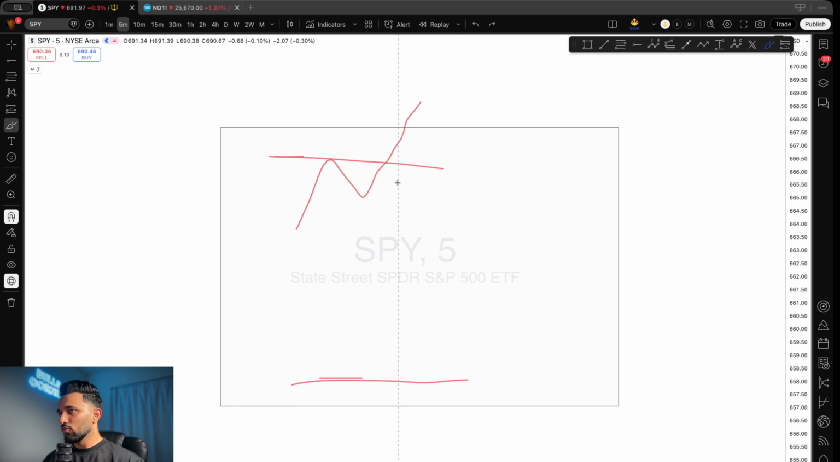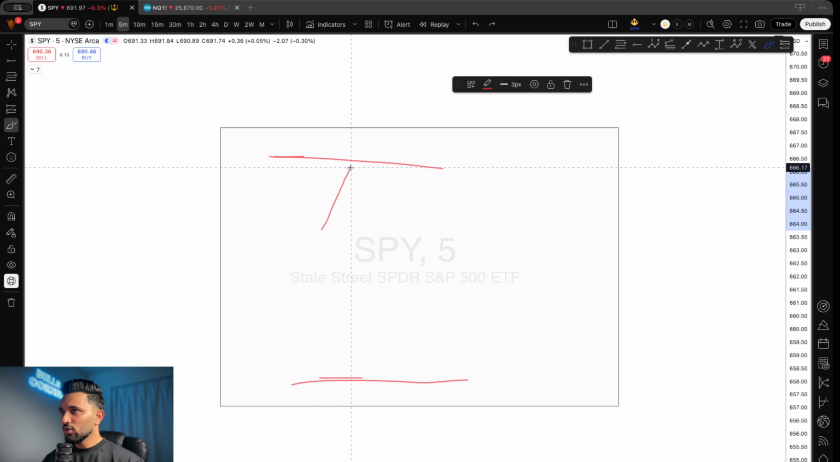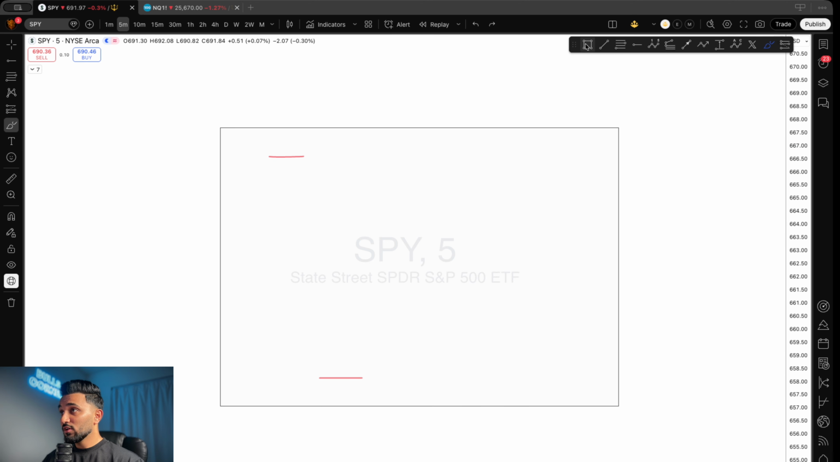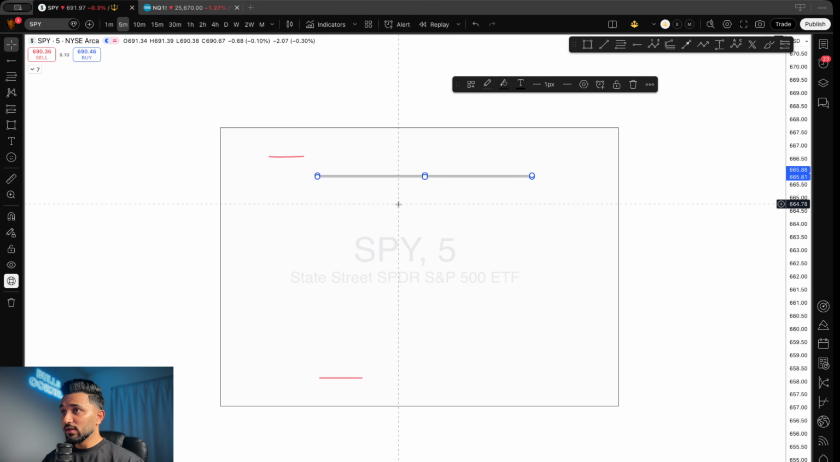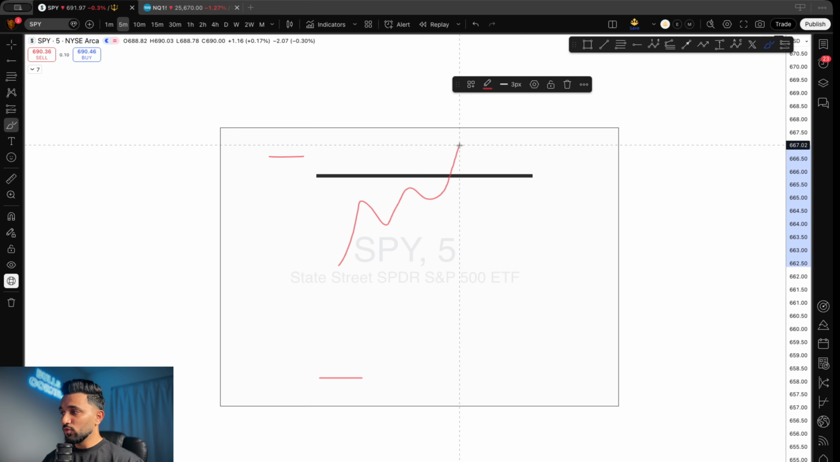So what I always look for is only short setups when price breaks above the prior swing highs, and then right away I start to look for a liquidity sweep of that exact same level, which is going to look something like this. Price goes above swing highs and it closes back under in the same time frame.